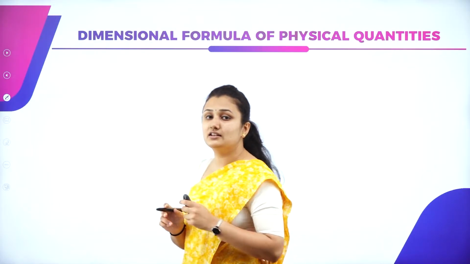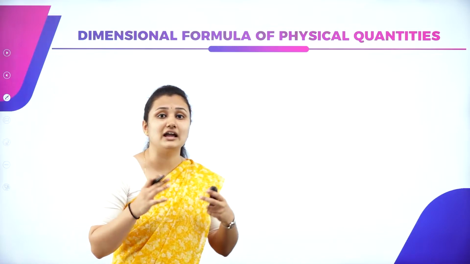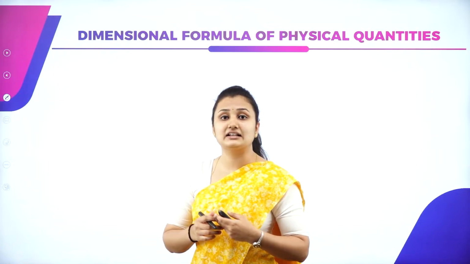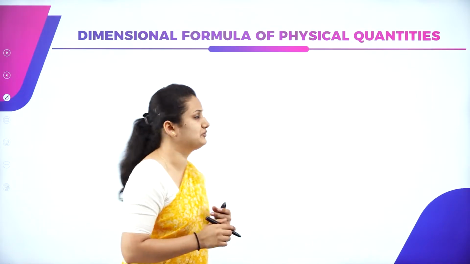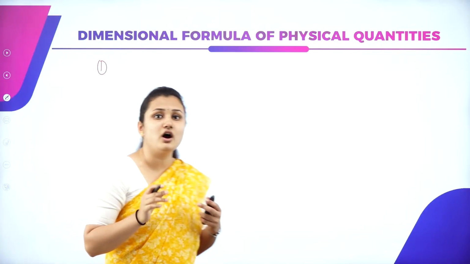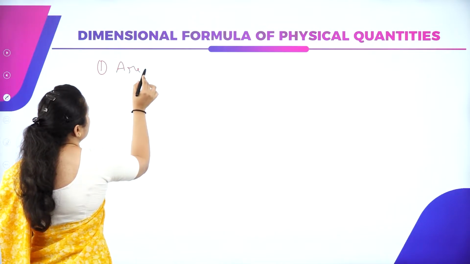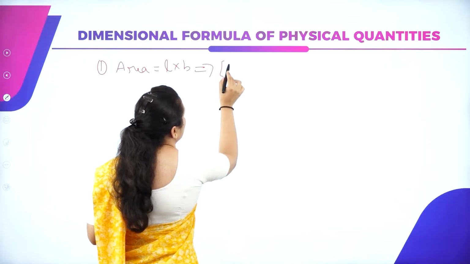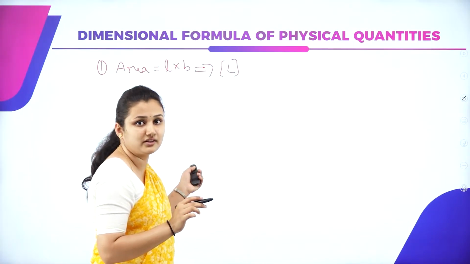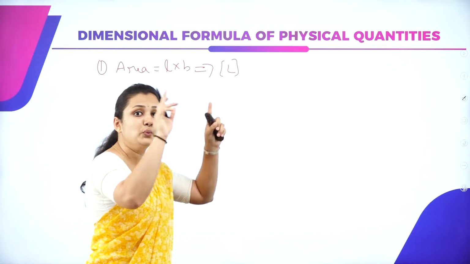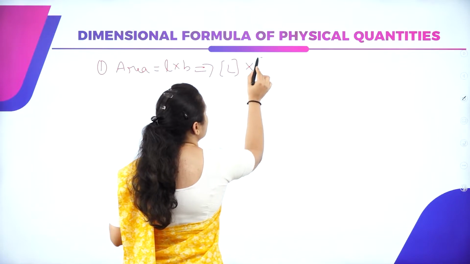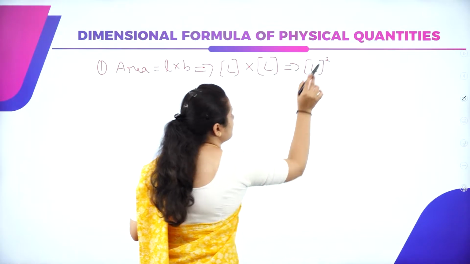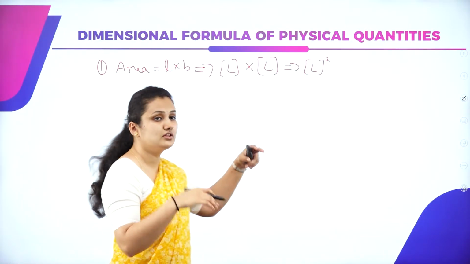Next we'll calculate the dimensional formula for physical quantities. We know there are many physical quantities, so let us calculate the dimensional formula for a few of them. First, in the previous slide we saw how we calculate area. Area is equal to length into breadth. Length is represented as capital L within the square bracket. Breadth is also given in terms of length. So 2 lengths is equal to length raised to power 2, length square.